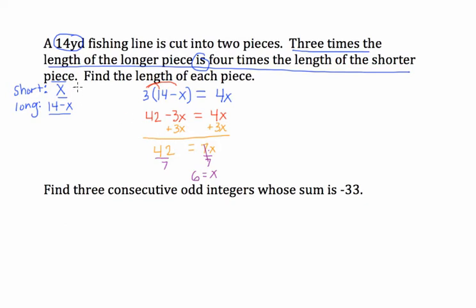So x equals 6. My short piece is 6. My long piece is 14 minus 6, or 8. So there are my 2 pieces.